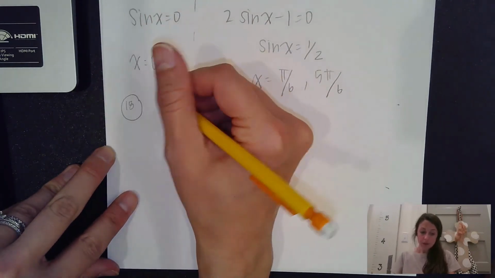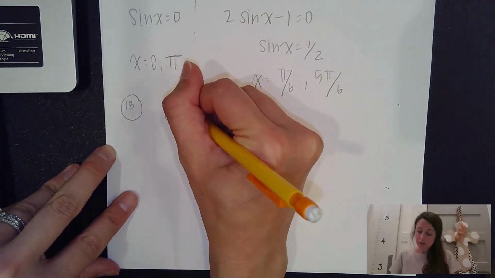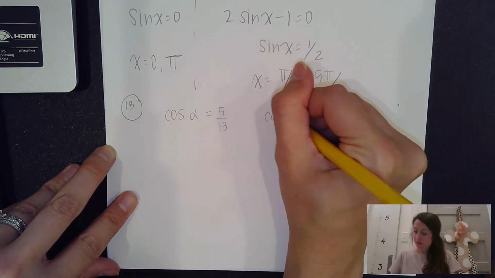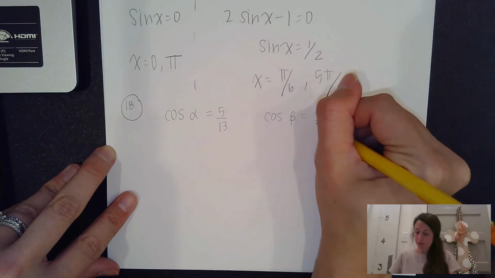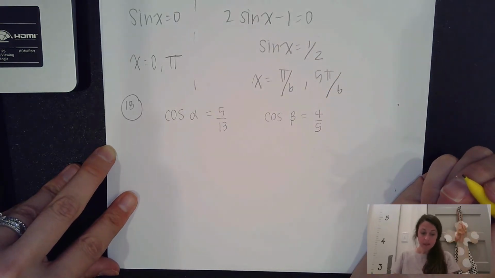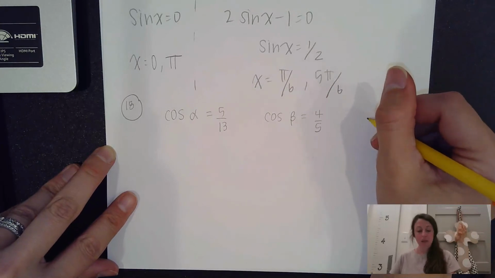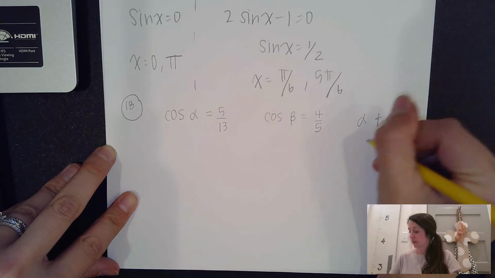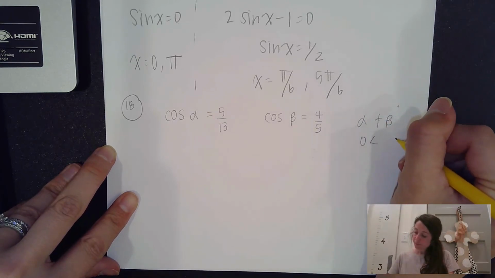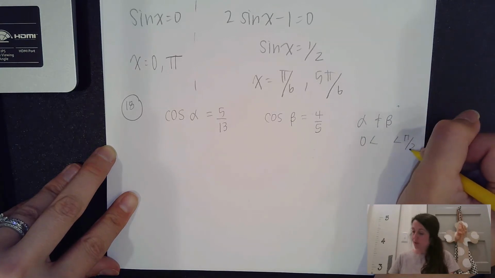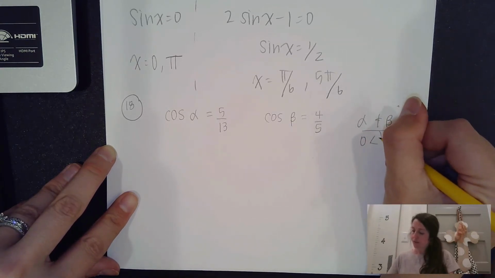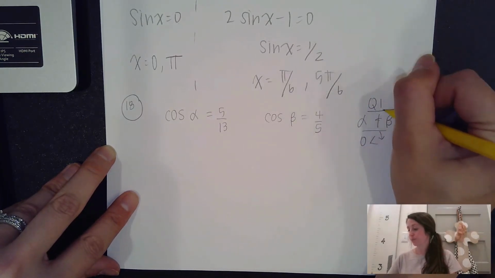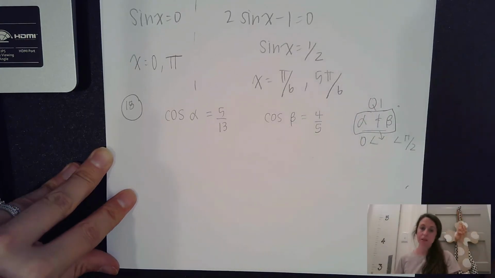Good deal. So know how to solve. We also, so I'm going to say cosine of alpha is going to be 5 over 13. Cosine of beta is going to be equal to 4 over 5. Alpha and beta are going to be between 0 and pi over 2. So that means that alpha and beta both lie in quadrant 1.